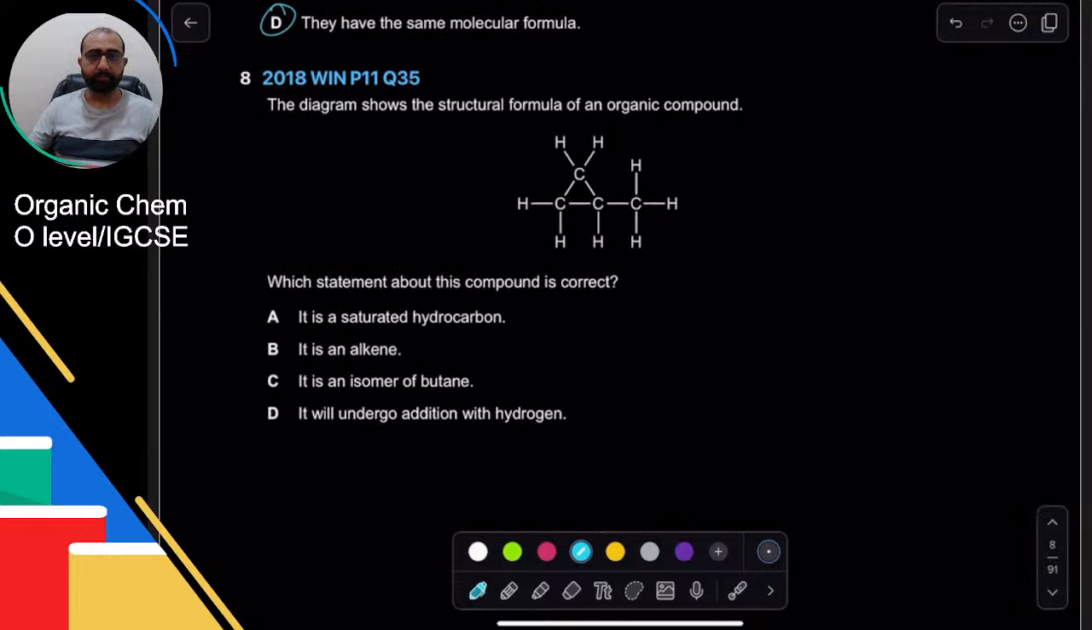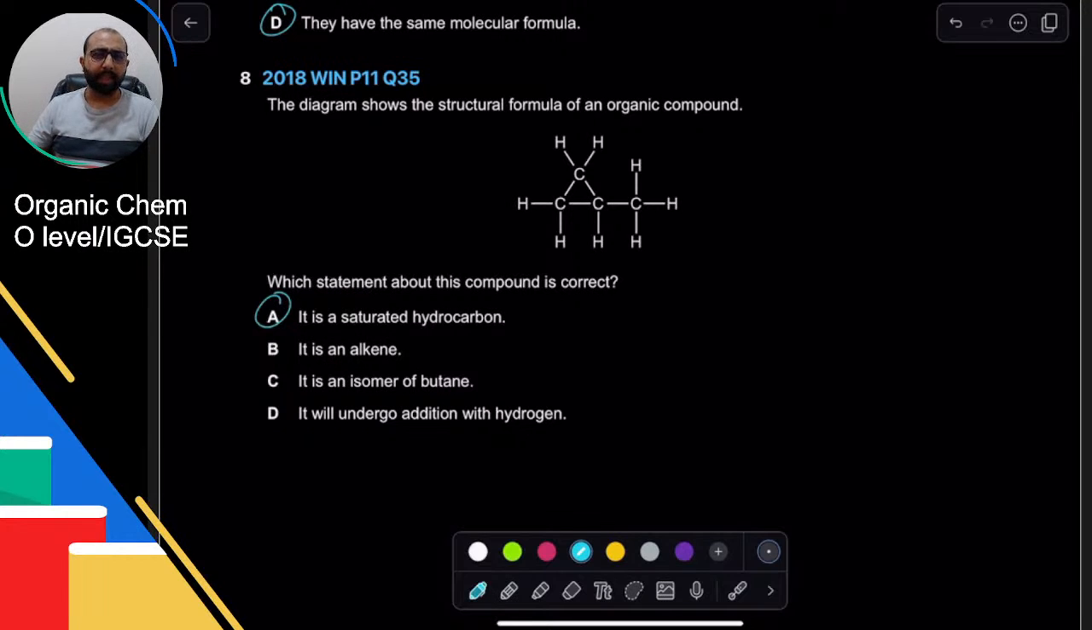Alright. The diagram shows the structural formula of an organic compound. ठीक है? Which statement about this compound is correct? अब इस compound में आप देखो, is it a hydrocarbon? Yes, because it only has carbon and hydrogen. Is it saturated, which means it only has carbon-carbon single bonds. कोई carbon-carbon double bond नहीं है. So, yep, that one is correct.